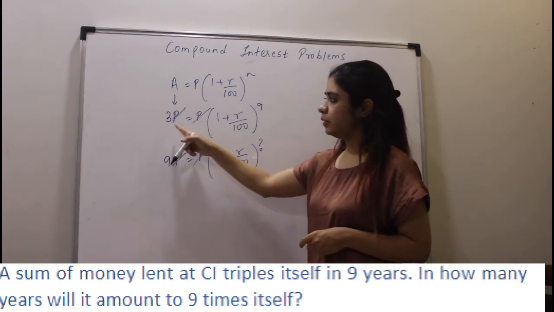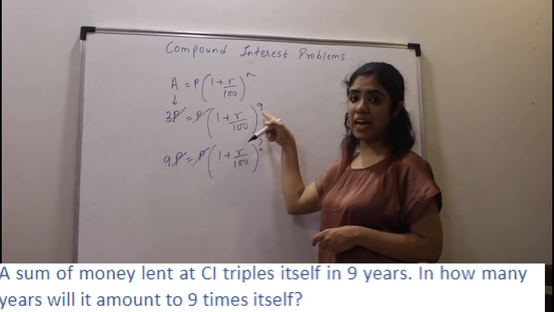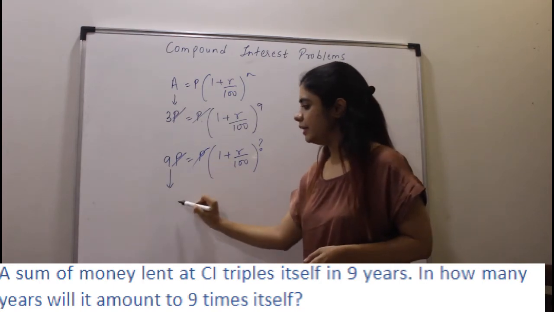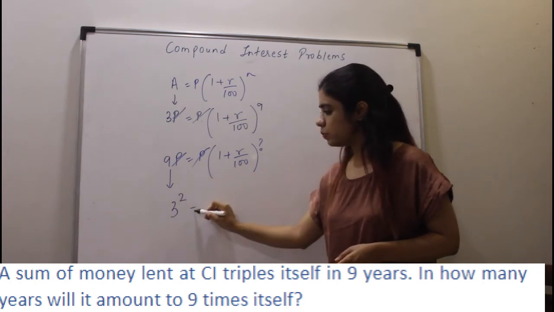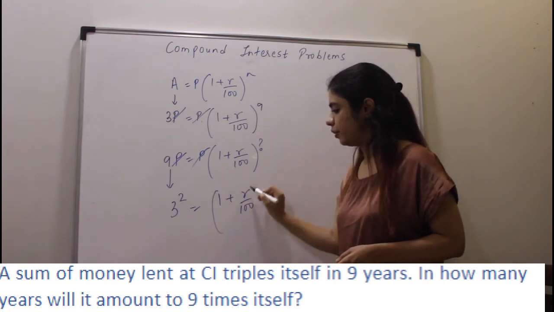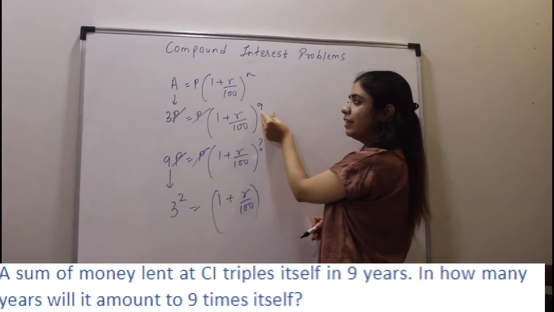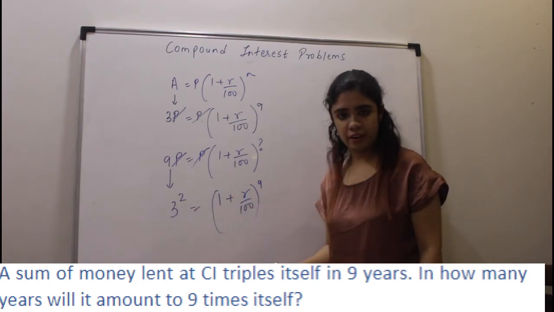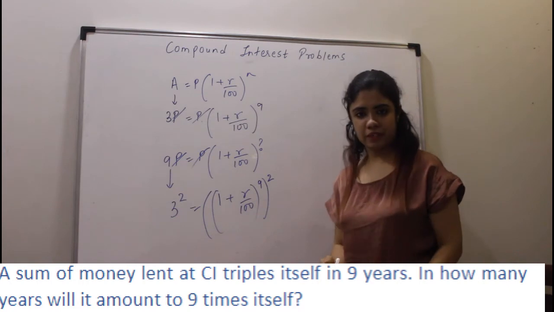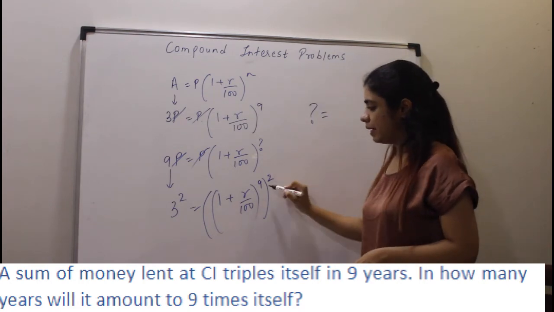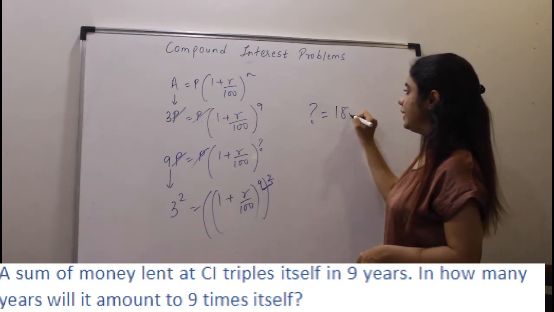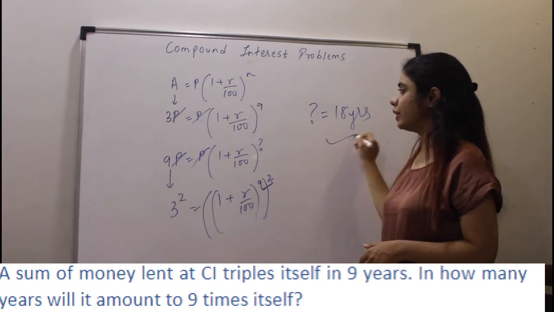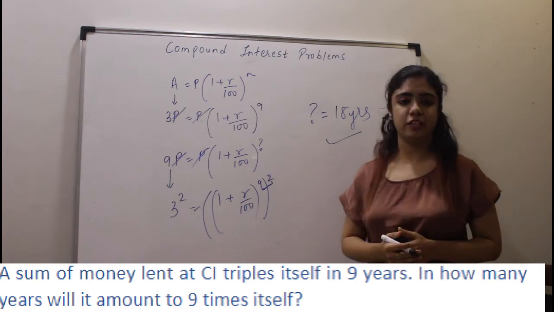Now understand one thing. When this was 3, the power was 9. I will write 9 in terms of 3. I can write 9 as 3 squared. So this will be equal to 1 plus R by 100. See, when here it is 3 the power is 9, so here also it is 3, the power will be 9. But this is 3 squared, so this will become the whole square. So your number of years will be 9 into 2, that is 18 years. So in 18 years, it will become 9 times itself. So this is how you can calculate the value of years for any compound interest problem.